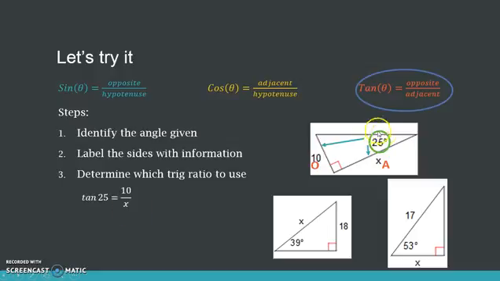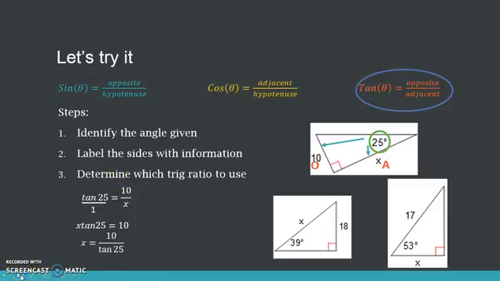So we put the angle measure in for theta. So we have the tangent of 25 is equal to the opposite, which is 10, over the adjacent. And for this one, it's x. This is just a simple ratio or proportion. And so we put tangent of 25 over 1, and we cross multiply. This gives us x tangent of 25 is equal to 10, because tangent of 25 times x is x tangent of 25. 1 times 10 is 10.